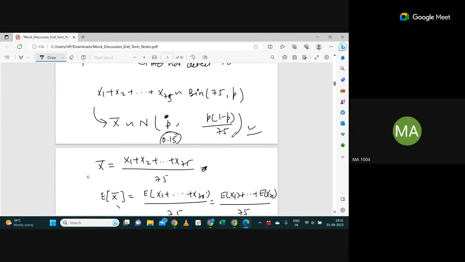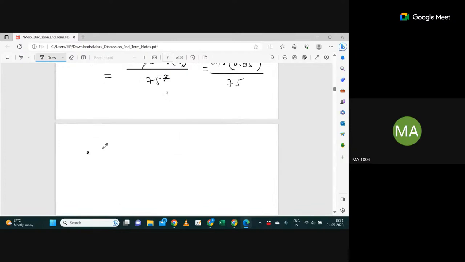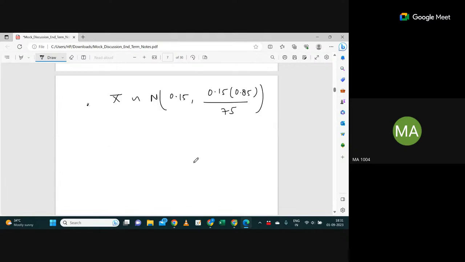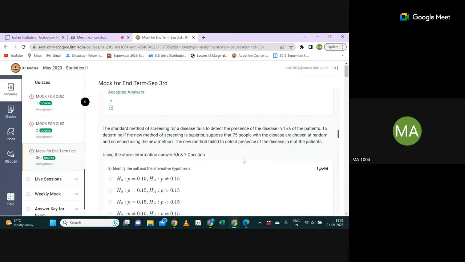Okay. So we got the distribution of X bar as normal, with mean 0.15 and variance 0.15 into 0.85 divided by 75. Now what is the critical value C? Anyone, how will I choose it? The new method will fail to detect the presence of disease in 6 of the patients. What is the probability for that?